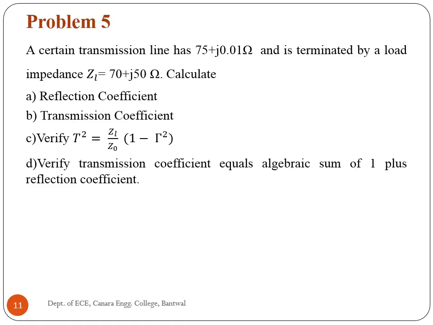Second problem. A certain transmission line has Z0 equal to 75 plus J 0.01 ohm and is terminated by a load impedance ZL equal to 70 plus J 50 ohm. Calculate reflection coefficient, transmission coefficient, verify T square is equal to ZL by Z0 into 1 minus gamma square, and verify transmission coefficient equals the algebraic sum of 1 plus reflection coefficient. Solution.